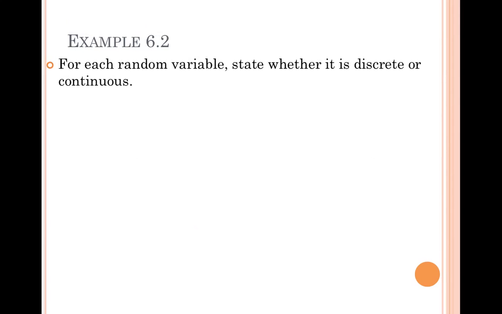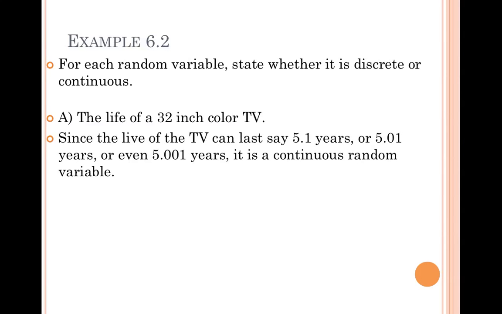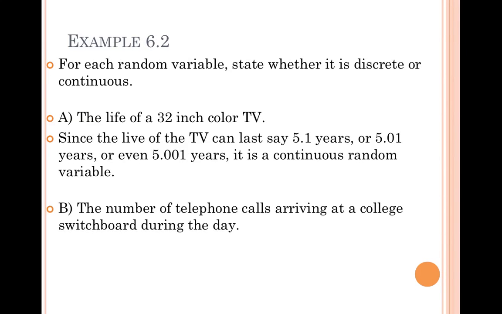Okay, for each random variable, state whether it's discrete or continuous. The life of a 32-inch color TV. So how long will this 32-inch color TV last? Well, since length of time is considered continuous, this would be a continuous random variable. The life of a TV can last, say, 5.1 years, 5.01 years, 5.001 years. There's an infinite number of values between 5 years and 6 years. So we say it's a continuous random variable.